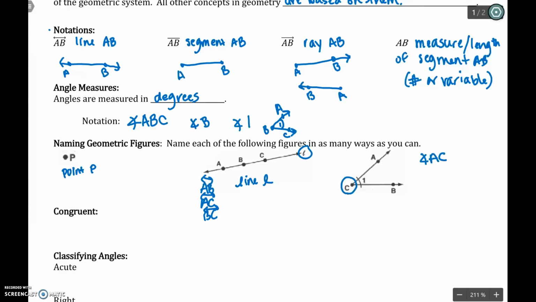And then this angle, like we said before, you can use the 3 letters, always putting the center, the corner, in the middle. That's called the vertex point, the corner of the angle. You can use that single letter if it's all by itself, or that single number. Okay. Congruent is a way that we can describe different things like segments or angles, and that would mean equal size and shape, and the symbol looks like an equal sign with a tilde on top.